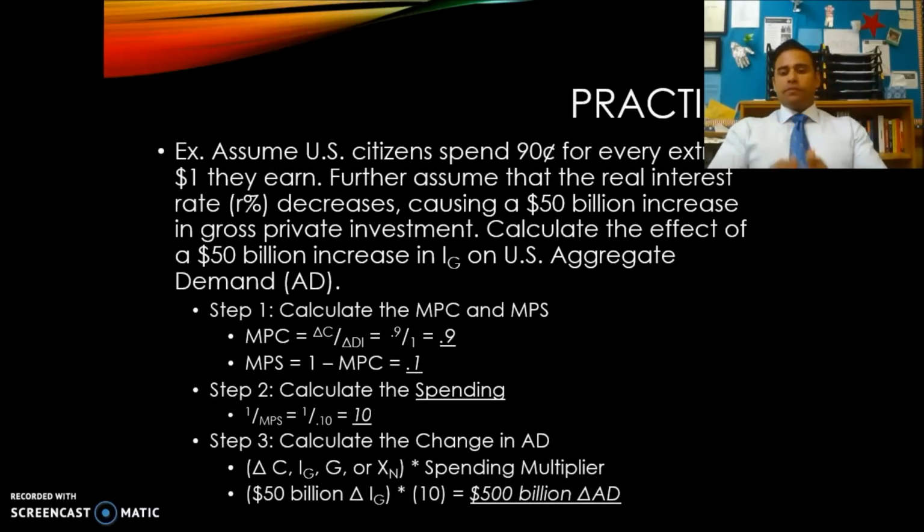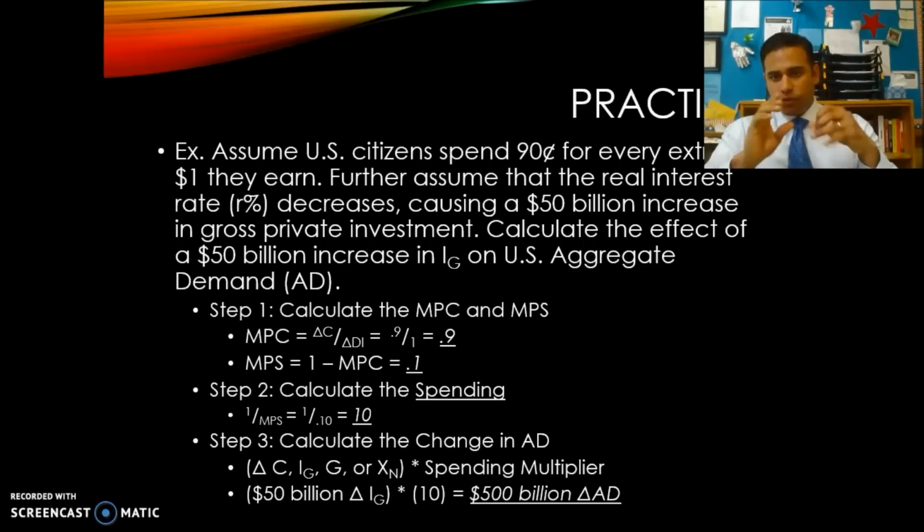Finally, given the spending multiplier, we can calculate the change in aggregate demand. So you have whatever change in spending, in this case it's a change in gross private investment, times the spending multiplier. Our example gave us a $50 billion increase in gross private investment. So $50 billion times 10, which is the multiplier, equals a total $500 billion change in aggregate demand.